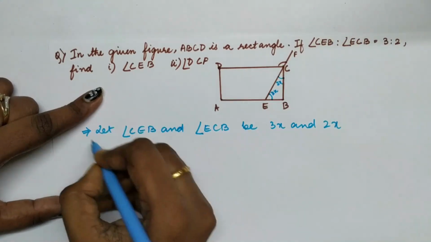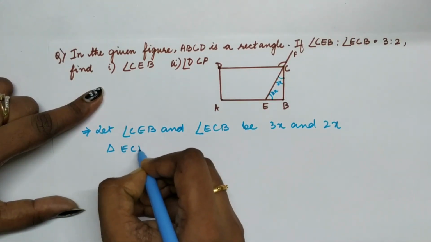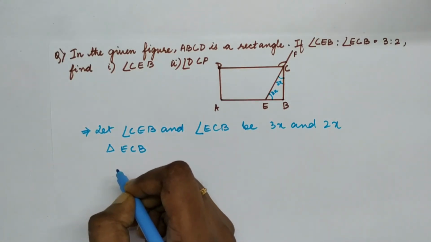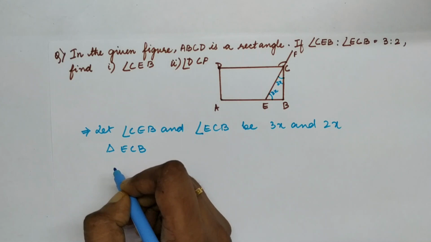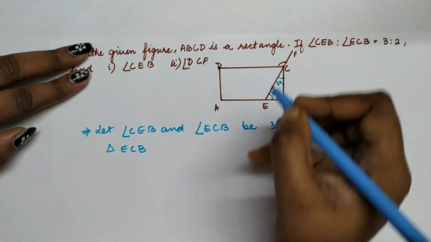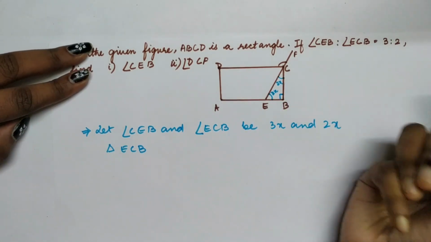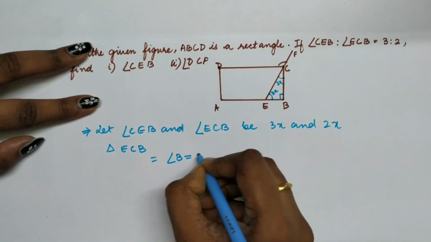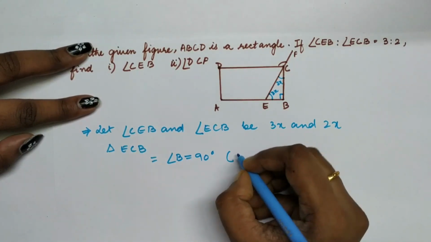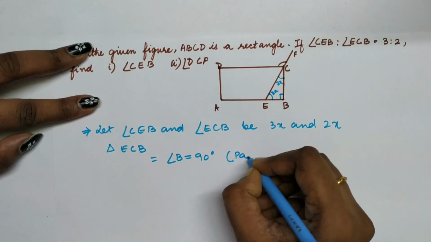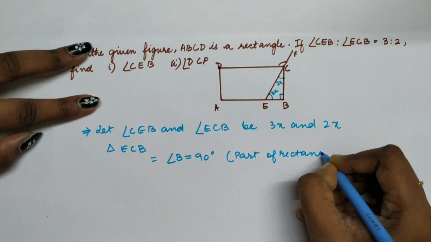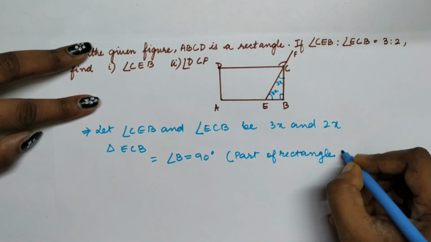So you can see the triangle ECB, and you know the property of a triangle, that the sum of the angles of a triangle is equal to 180 degree. Now angle B is 90 degree. So angle B equal to 90 degree as it is a part of rectangle ABCD, and the angles of a rectangle are 90 degree.